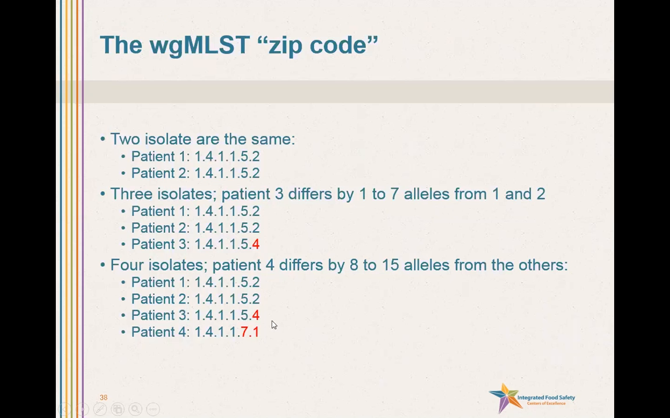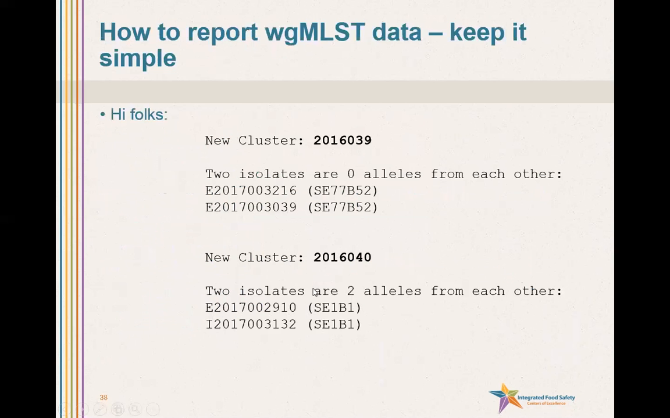We add another one to it. Now here the last 2 numbers are different from patients 1 and 2. So that means the isolate from patient 4 differs by anywhere from 8 to 15 alleles from patient 1 and 2. So you can see how this numbering system and this zip code system makes it very easy to just look at 8 numbers to help you assess the similarity of isolates from different patients and different sources.